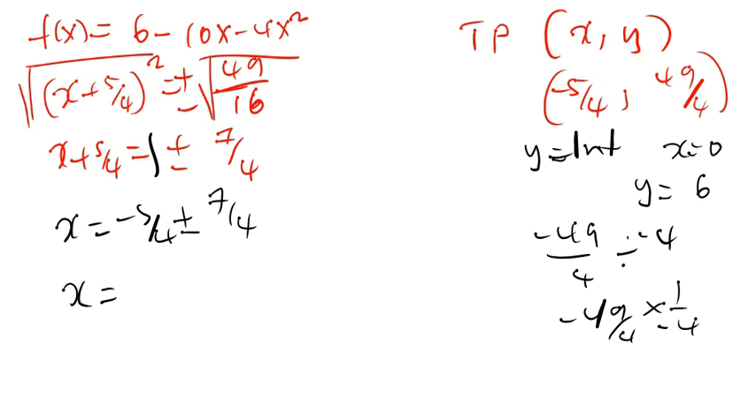Now, here what I'm going to do is, I have got two things now. X is equal to negative 5 over 4 plus 7 over 4, or x is equal to negative 5 over 4 minus 7 over 4.